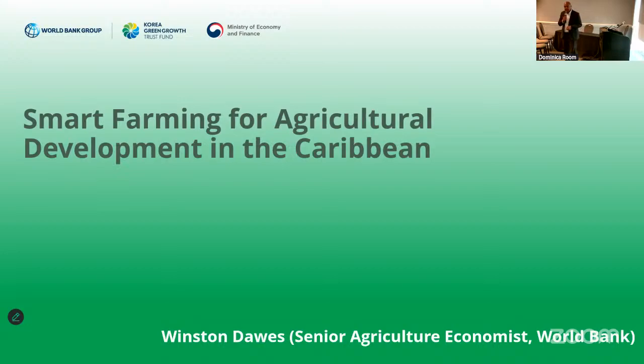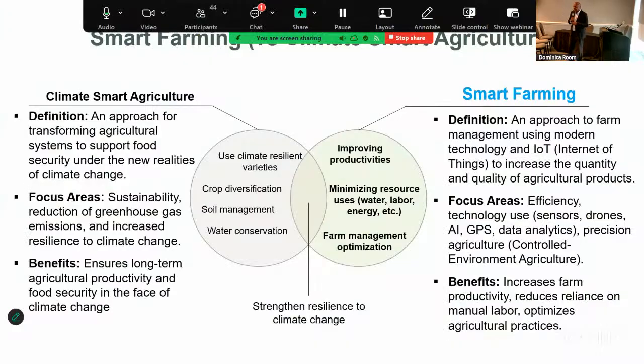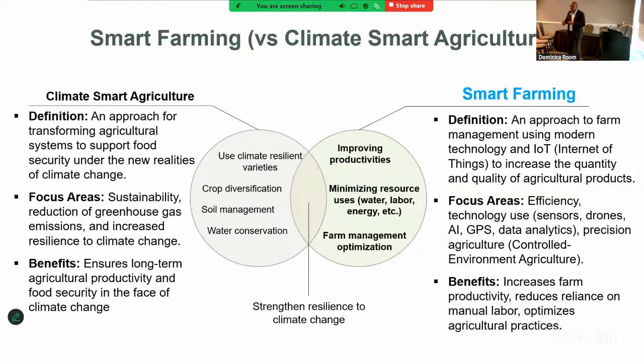All right, so the first thing here, when we talk about smart farming, is probably people may want to know what's the difference between smart farming versus climate smart agriculture, precision agriculture. There are a lot of terms being bandied around. So in terms of climate smart, it's basically what most of you probably know: an approach to transforming agricultural food systems, especially given new realities of climate change.